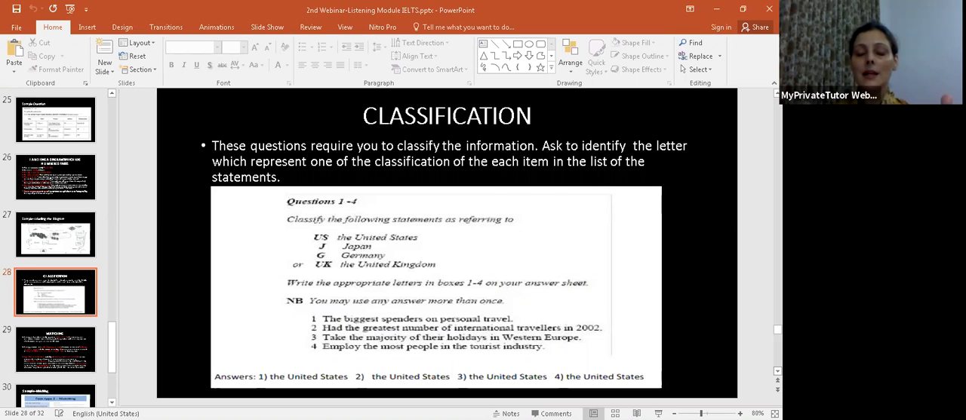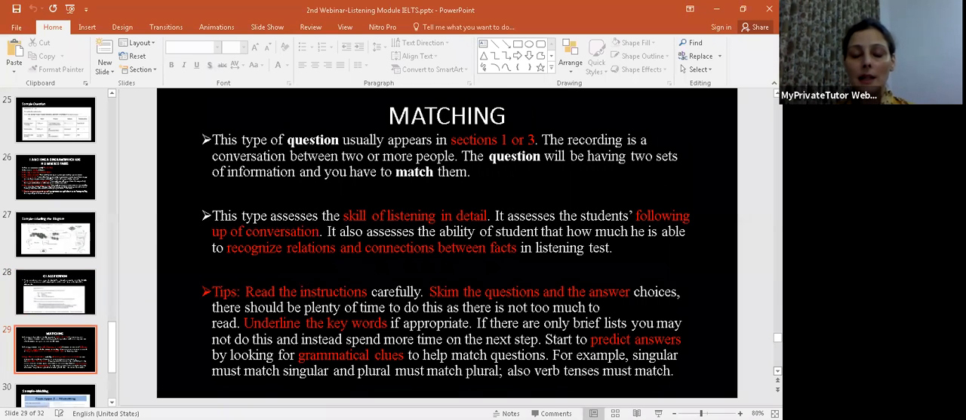So this is a glimpse of the classification question that is going to be in front of you, just to make you aware how you're going to solve the question when it's like this. Matching. This type of question usually appears in the first section and the third section. The recording is in the form of a conversation between 2 or more people, and 2 sets of information. You have to match the statements or the information which are similar.